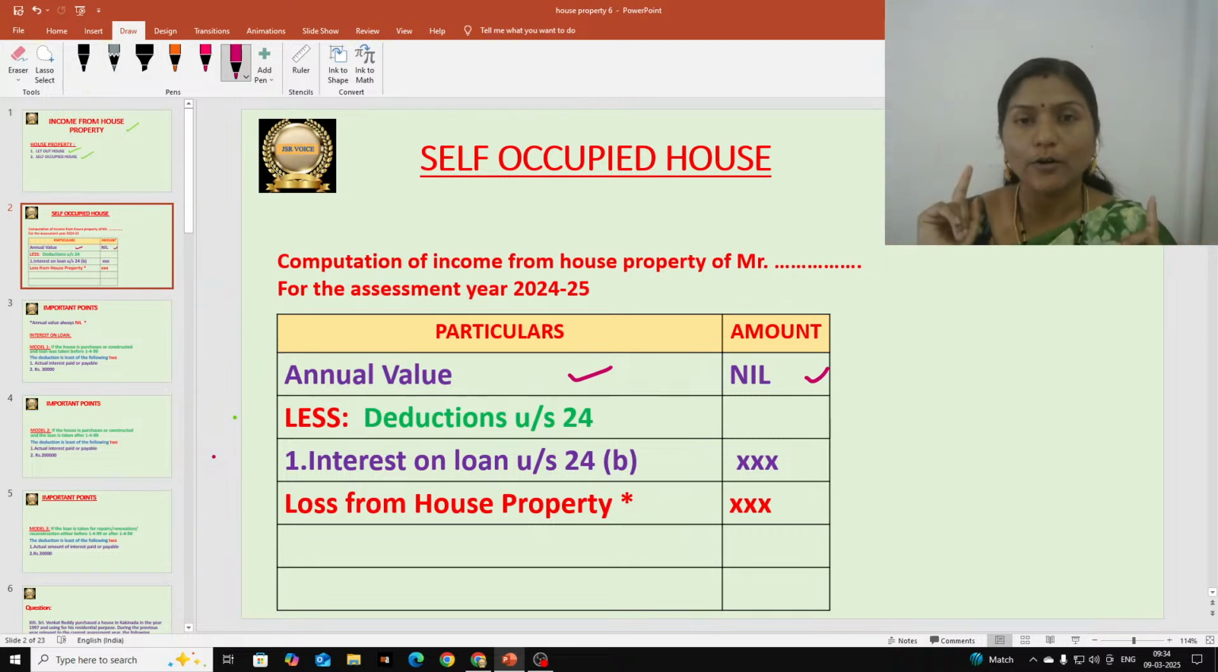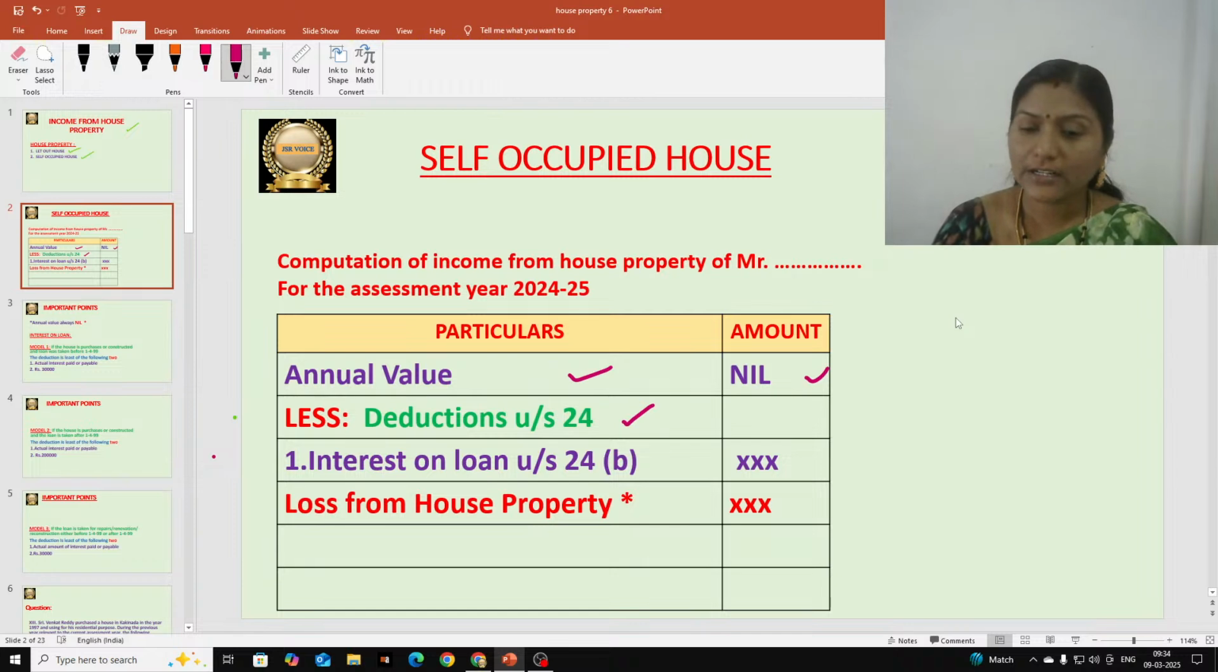In case of a let out house, we calculate gross annual value. There are 3 steps there. But here annual value is the first item, and it is always nil. For every problem it is nil. Remember that point. And next, from annual value we are going to deduct some deductions. Under which section? Under section 24. Less: deductions under section 24.